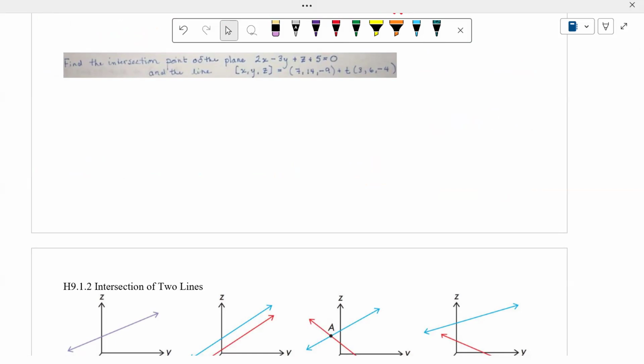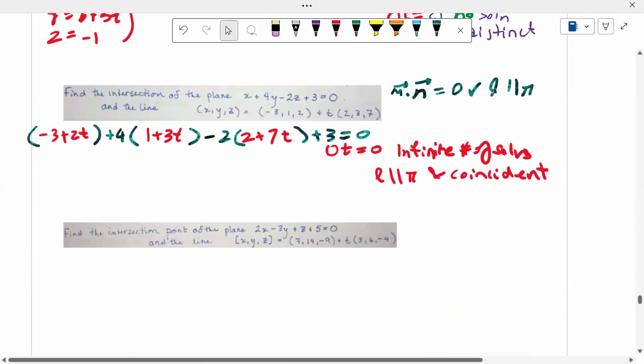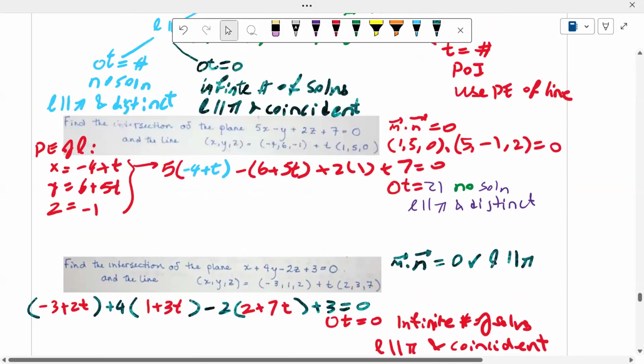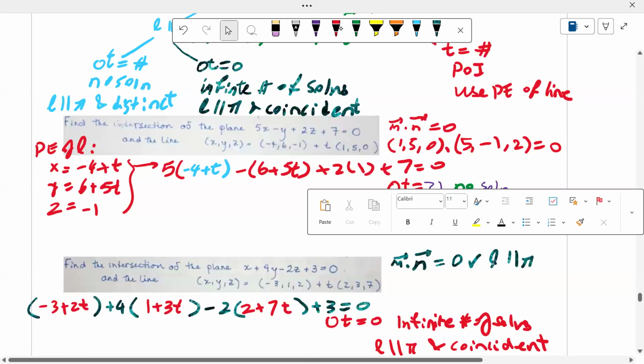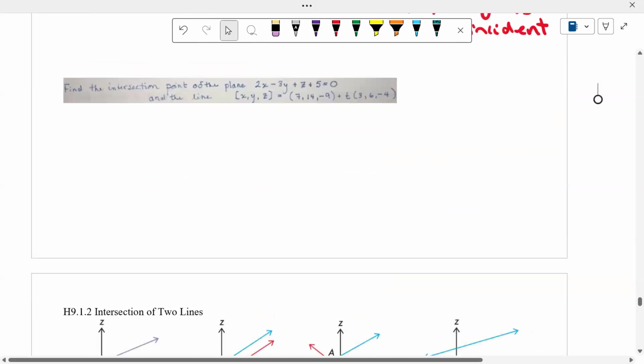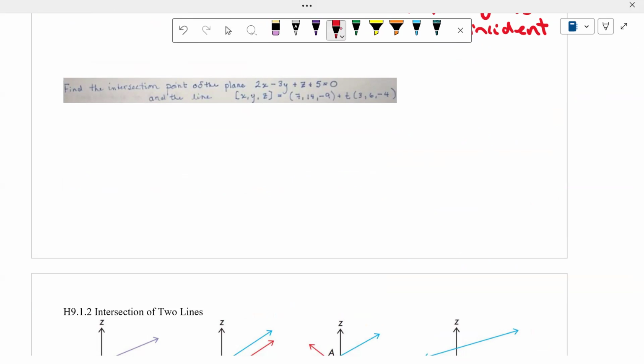Next, find the intersection point of the plane and line. Again, this one tells you that there is a point of intersection. You notice in the previous one there are many points of intersection, because the line is on the plane. The first one did not have a point of intersection, so there is no intersection. The last one tells you to find the point of intersection.